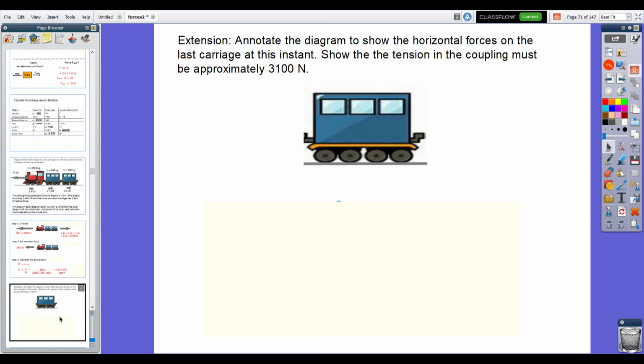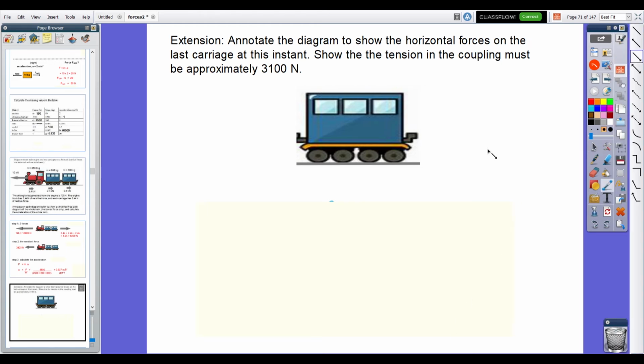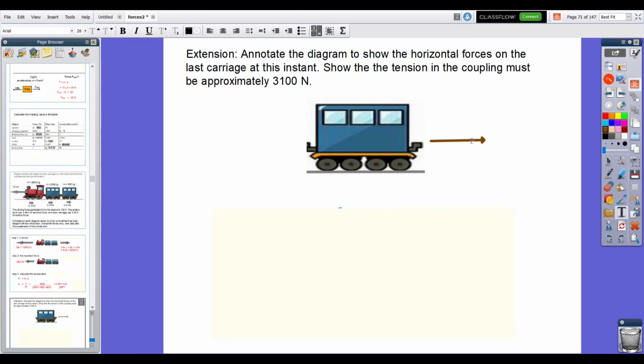This is quite a tricky little diagram here. What are we looking at? Annotate the diagram to show the horizontal forces on the last carriage at this instant. Show the extension and what the tension in the coupling must be. Well, we know from previous that there's a force dragging it back, and that was 2.4 kilonewtons. Let's just write 2.4k.